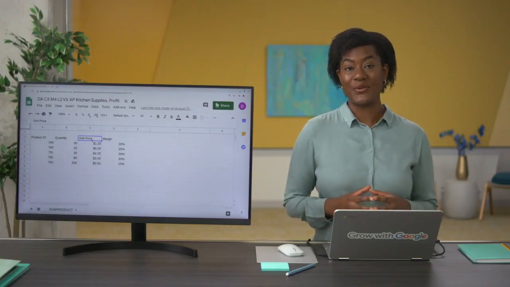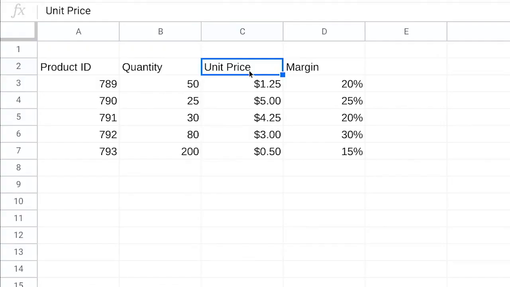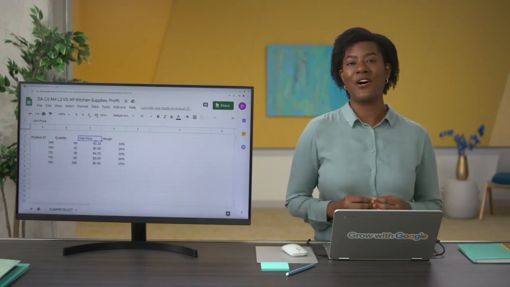Let's check out an example using data from a kitchen supplies company. You might remember this example from our COUNTIF and SUMIF video. We've been given some data about a product order, including the quantity of each product that was sold in the order and the unit price, which tells how much one of each product cost. Our job is to use the data in these two columns to find out the total revenue for this order. And that's where SUMPRODUCT comes in.